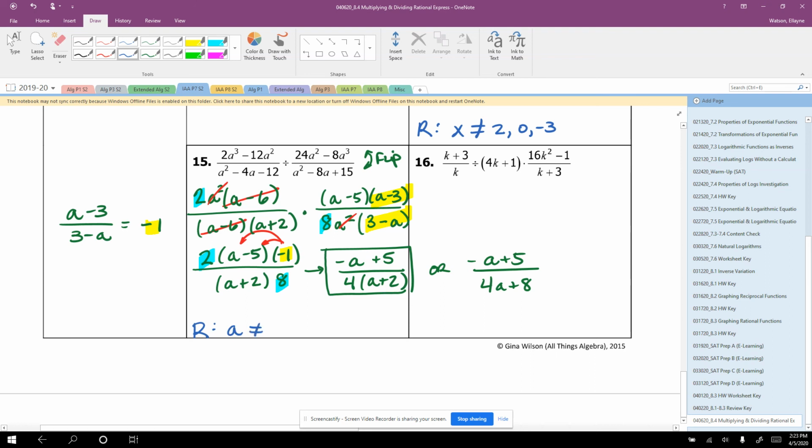All right, and last thing is our restrictions. A cannot equal, look back at your denominators. So it cannot equal 6, negative 2, 0, or 3.